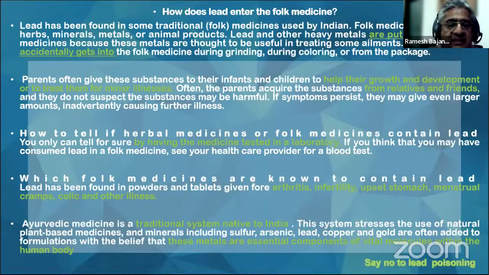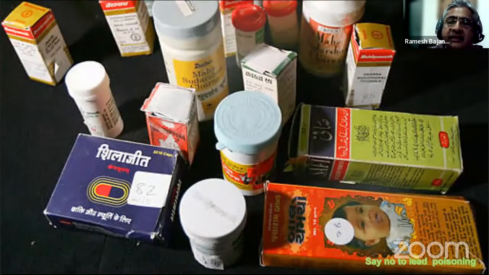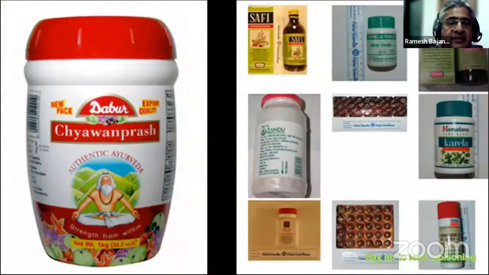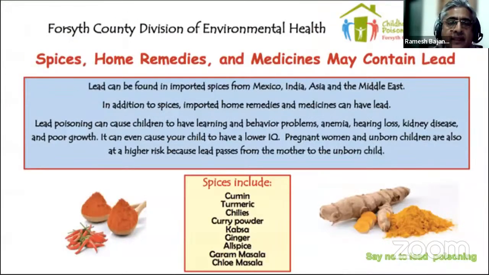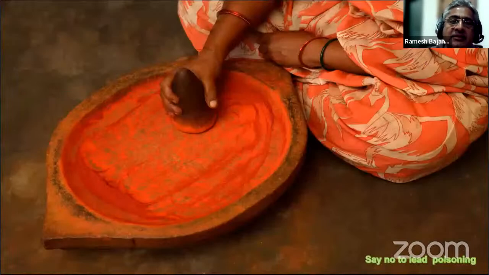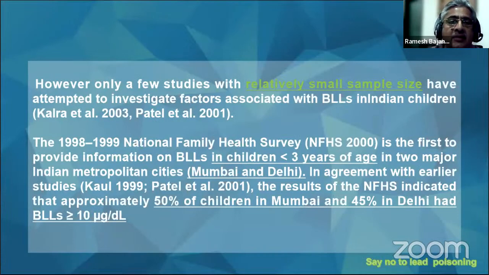And as we know, Ayurveda is a traditional system of medicine native to India. These are the common scenes. If you go to any part of India, you will find these Ayurvedic products on the shelf of any pharmacy shop. Here she's preparing bhasma, again very rich in lead. The problem is there are very few studies, and most of them are relatively of small sample size. Though many studies are going on now, they are yet to be published, so I couldn't get the data from them.